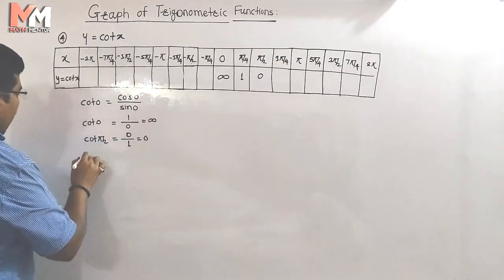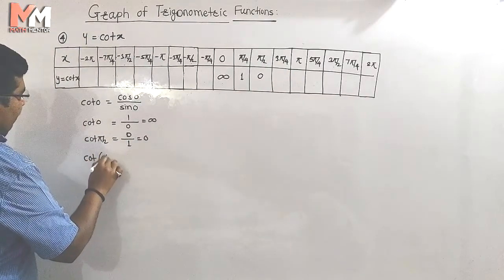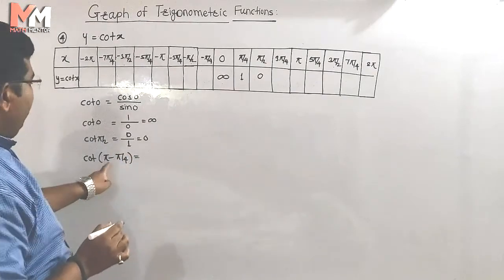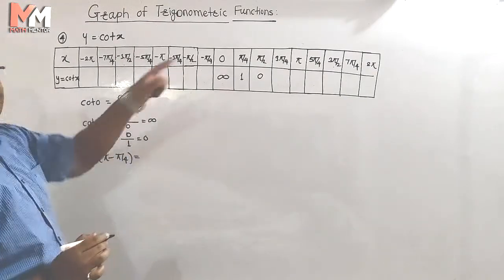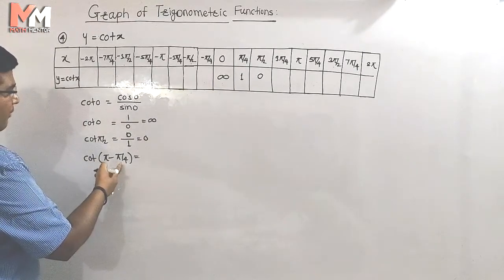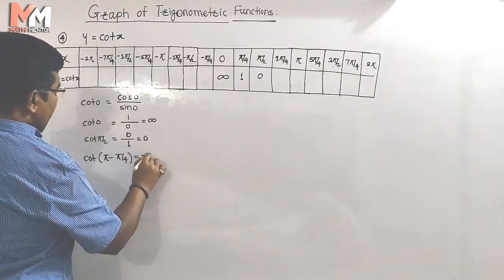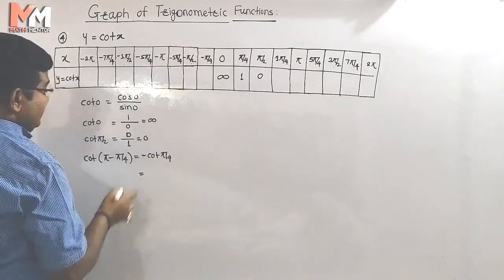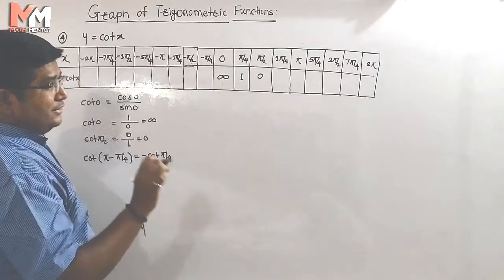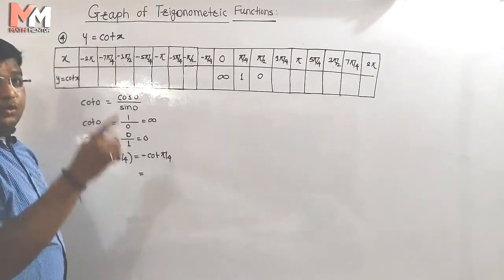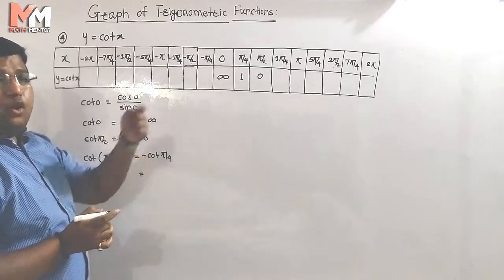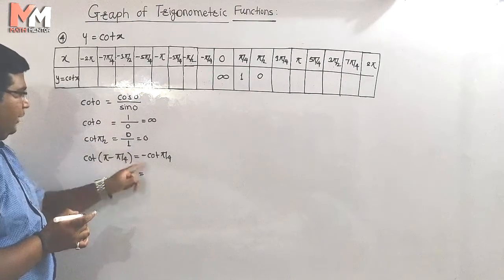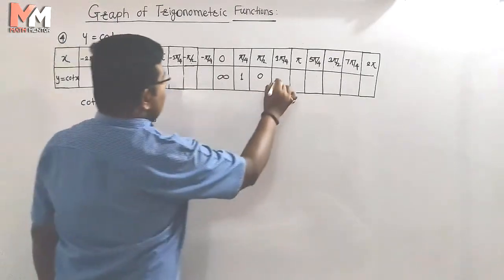Now we have to find cot 3 pi by 4. 3 pi by 4 means pi minus pi by 4. So it is 135 degrees, 180 minus 45, that is 135 degrees. So pi minus pi by 4 is in the second quadrant. In the second quadrant cot is negative, that is minus cot pi by 4. In the second quadrant only sin and cosec are positive. In the third quadrant tan and cot are positive. So for pi minus theta, that is the second quadrant, it is negative, it is minus 1.